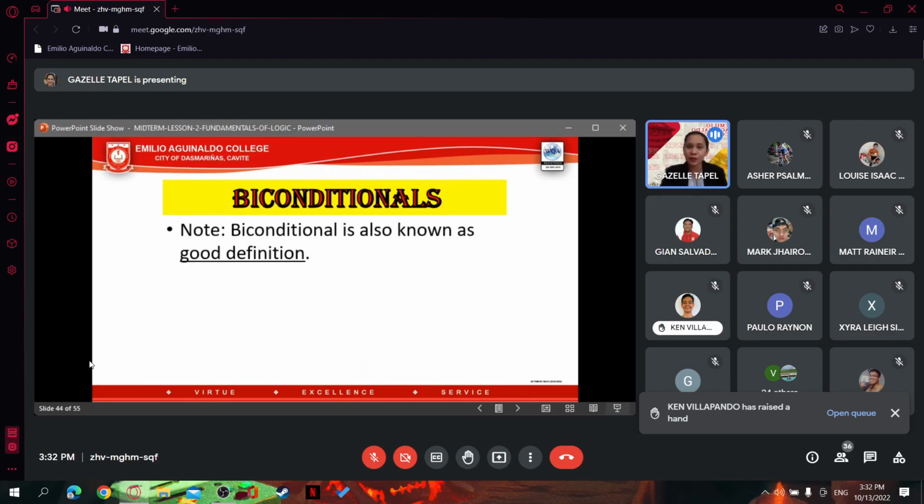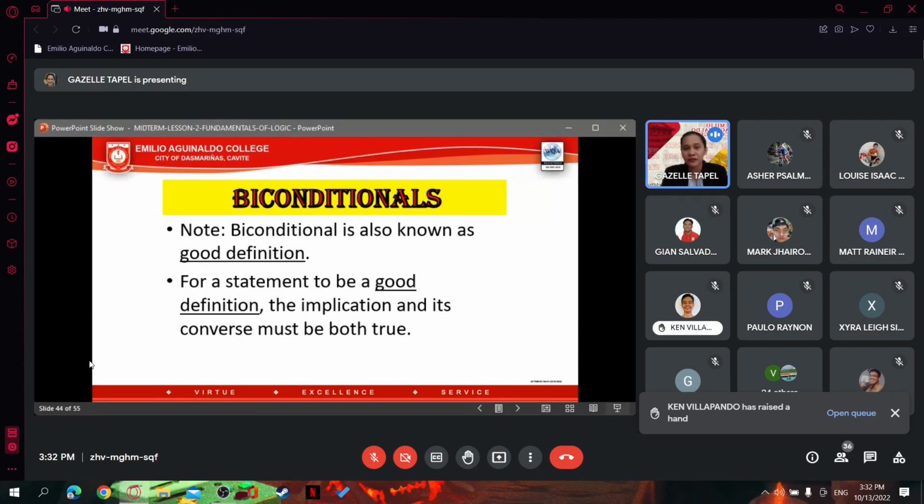The biconditional is also known as good definition. Kailan masasabi that a statement is in good definition? For a statement to be a good definition, the implication and its converse must be both true. Okay, tignan natin ha. Balik tayo sa sample ko kanina. Ang sample ko kanina dito ay if 2 is even, then 3 is prime. Sabi dito sa slides, masasabi daw ng statement ay good definition kung ang implication, ibig sabihin ng implication ay conditional statement, ay true at ang kanyang converse or kabaliktaran niya ay true.